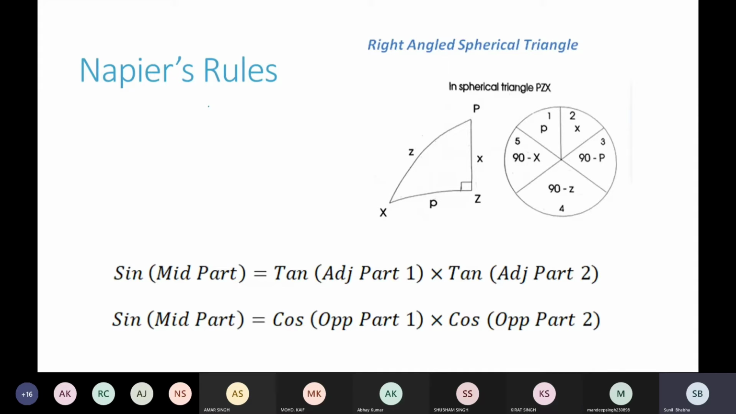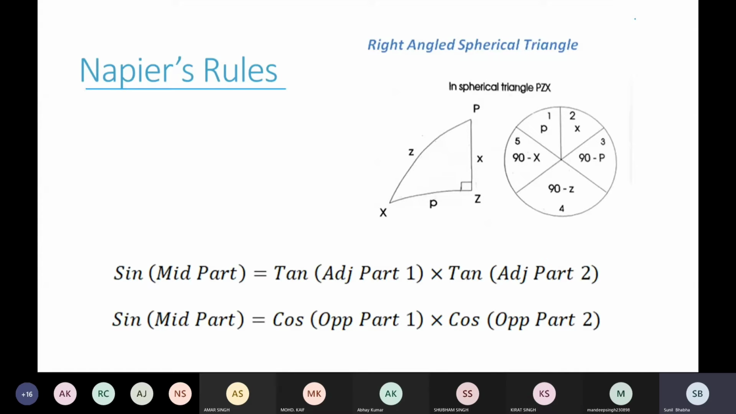Now, Napier's rule is applicable to special spherical triangles. What should be the speciality? The speciality in these triangles is 90 degrees. That means either any one angle or any one side of the triangle should be 90 degrees for us to apply Napier's rule. So if you see a spherical triangle in which at least any one side or any one angle is 90 degrees, Napier's rule can be applied there.